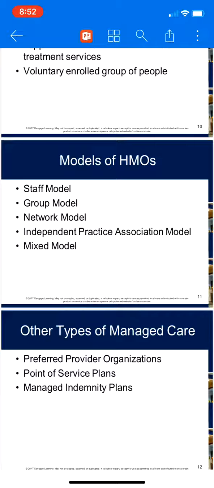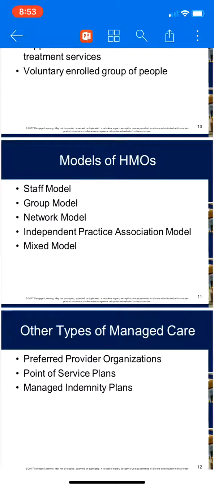The staff model is the only model in which the HMO actually owns the facilities where the care is provided. An example of a staff model HMO is the Harvard Pilgrim Health Plan, which operates in Massachusetts, Maine, and New Hampshire. The staff model HMO structure fell out of favor in the 1990s, and most plans have evolved into another model.